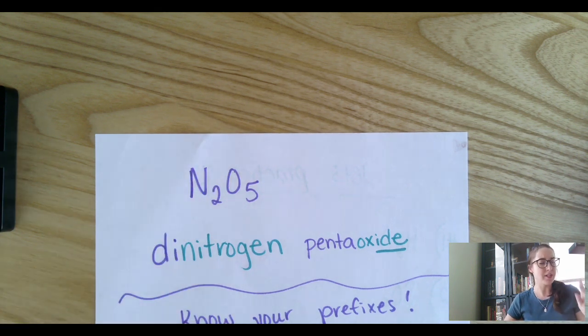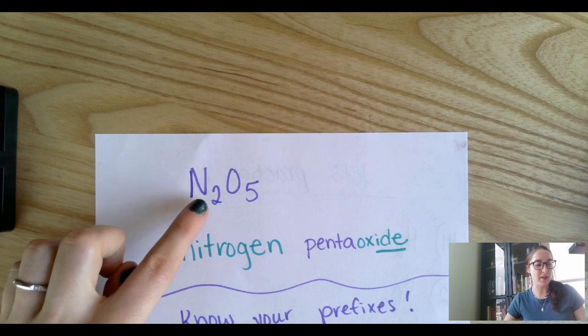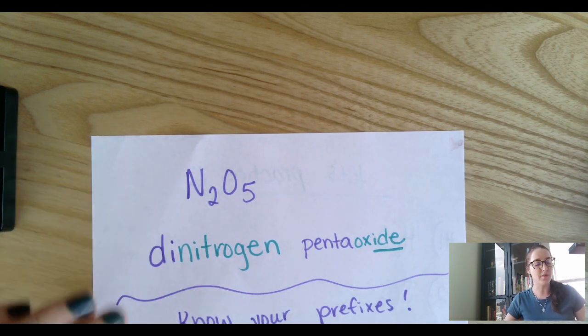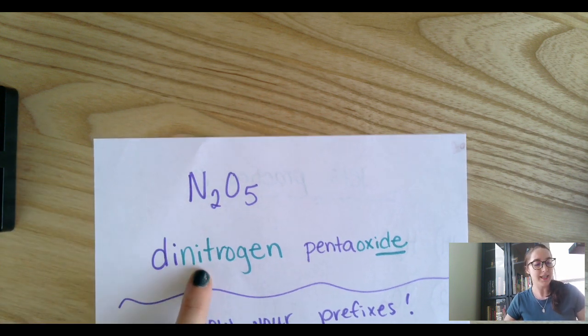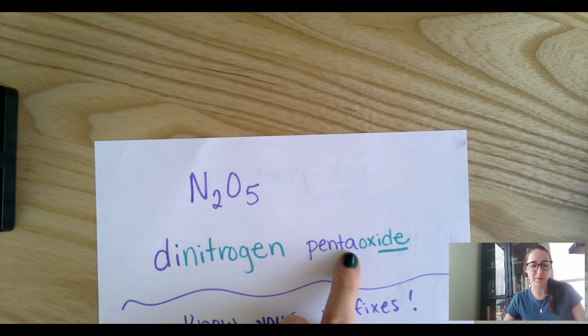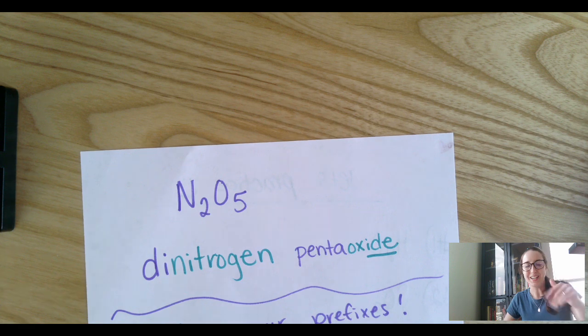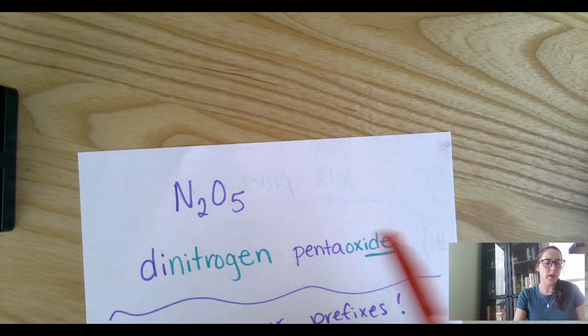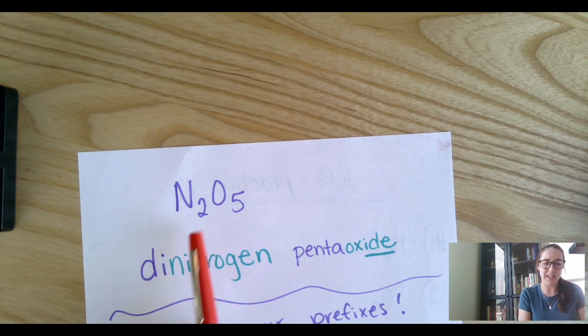So nitrogen and oxygen are both nonmetals, and you can see that we have N2O5, all right? This is the formula, and the name would be dinitrogen pentaoxide, right? Or pentoxide, okay? You could get rid of the A here and do pentoxide. It's teacher preference. So dinitrogen, where's that di coming from? I have two nitrogens, that makes sense.